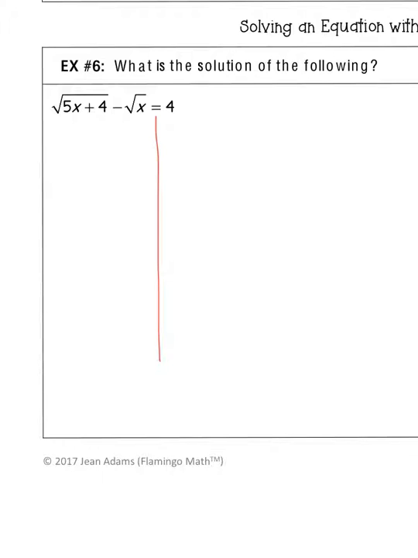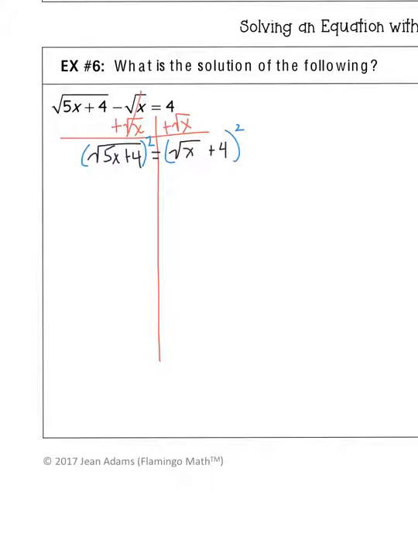So I want to always move a negative radical if I can. So I'm going to move the negative radical x by adding radical x to both sides. So that leaves me with the square root of 5x plus 4 is equal to the square root of x plus 4. Because my index is 2, I'm going to square this side and I'm going to square this side.